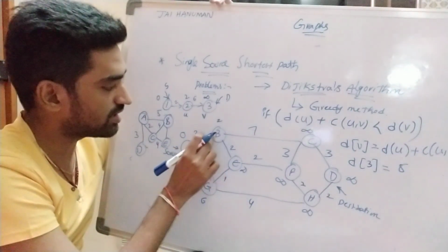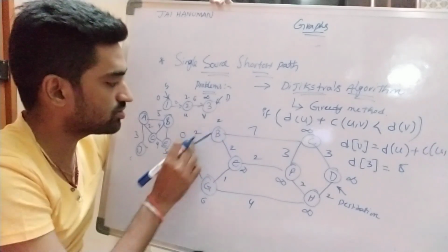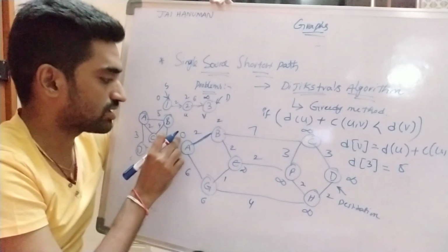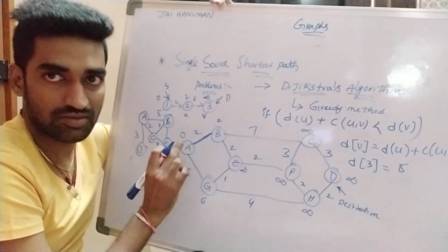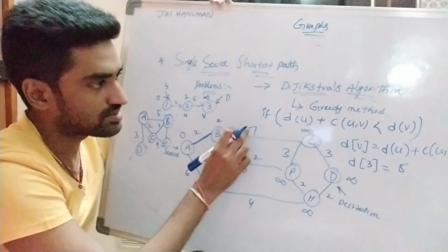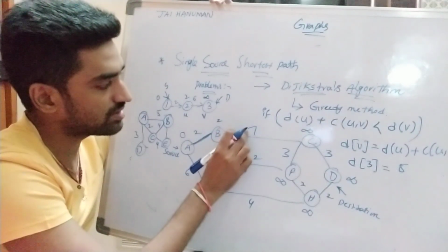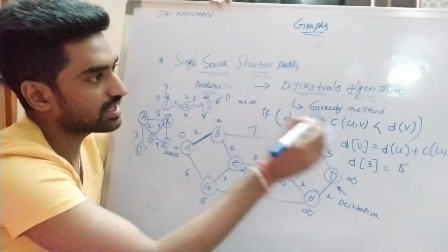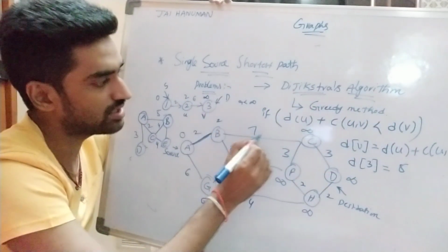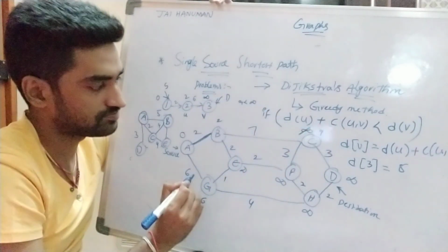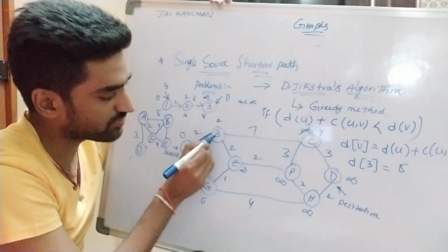For B to A, we check 2 plus 0. Since 2 is greater than 0, we are not updating. Then 2 plus 7, which is equivalent to 9. 9 is less than infinity, so we update this value to 9. What is the other adjacent node for B?